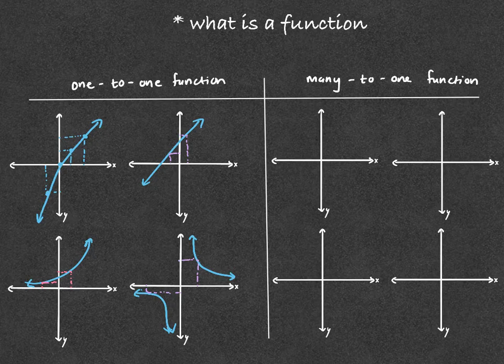The simplest example would be a parabola. If you think of a parabola, for the same y value here, you've got two x's. You've got that x value and that x value, but they share the same y value. So that's called a many-to-one function, right? Hopefully you remember this. Then also, of course, like a sine graph or a cos graph.